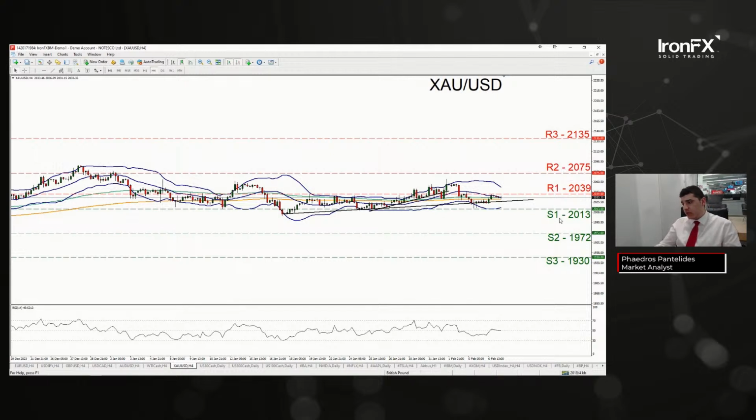For now, we said sideways between S1 and R1, bearish outlook, breaking below S1 and aiming for S2.